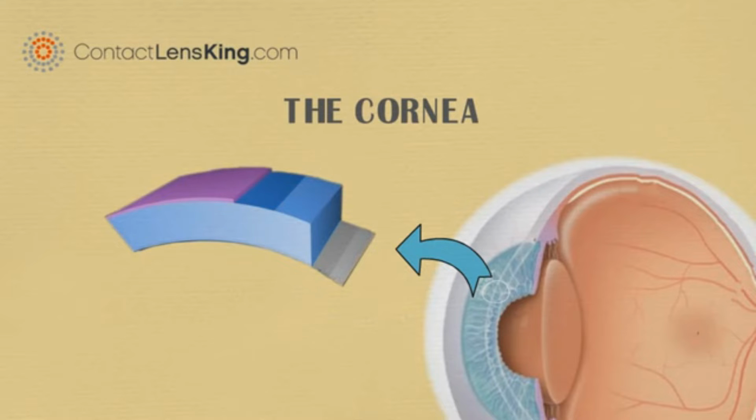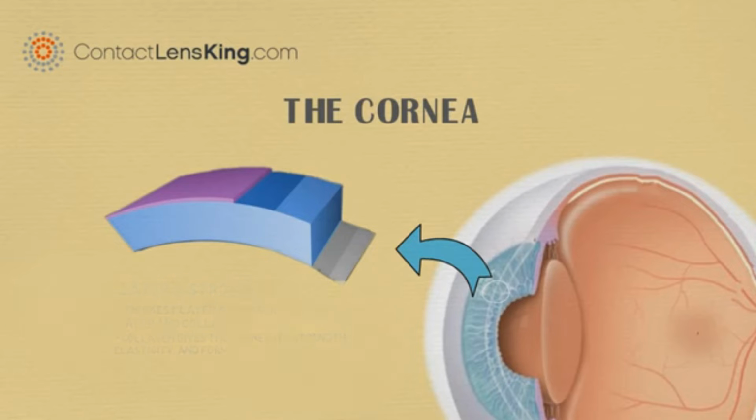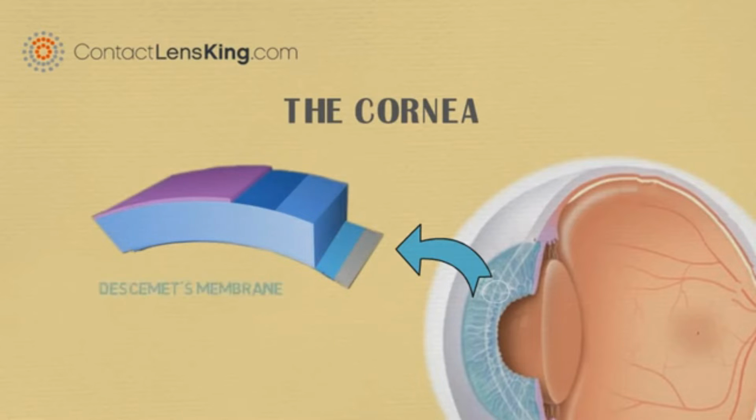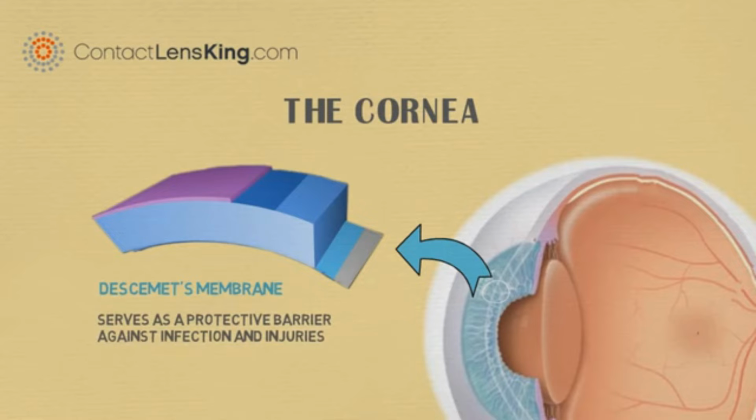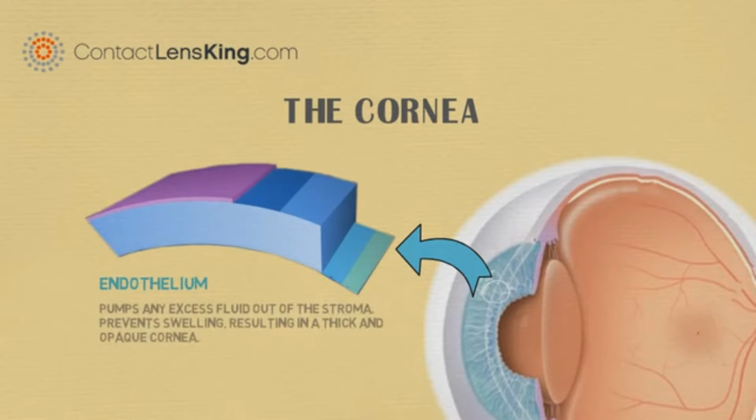The next layer is the stroma. It is the thickest layer and primarily consists of water and collagen. The collagen gives the cornea its strength and elasticity. Next is Descemet's membrane. It serves as a protective barrier against infection and injuries. The last one is the endothelium. It pumps any excess fluid out of the stroma and prevents swelling, which would result in a thick and opaque cornea.